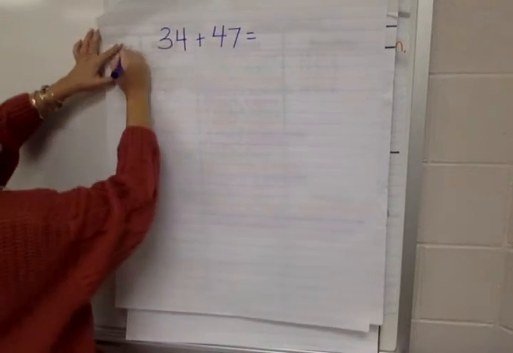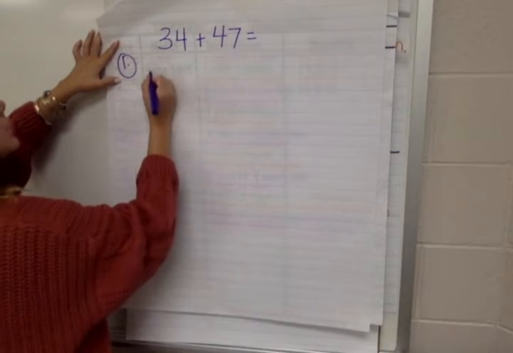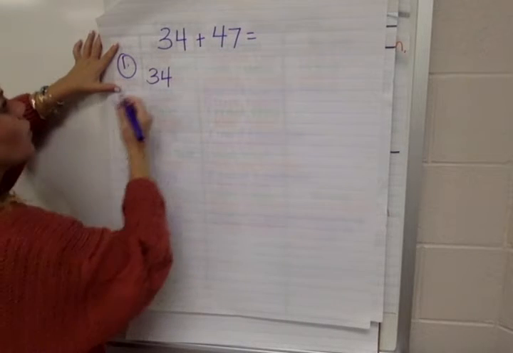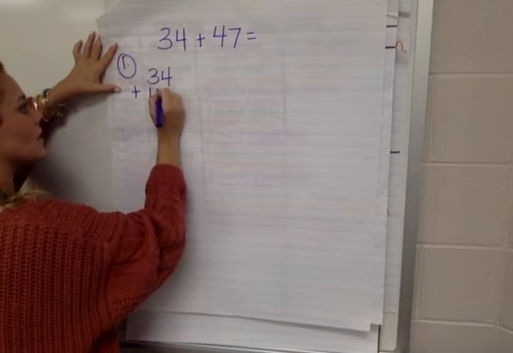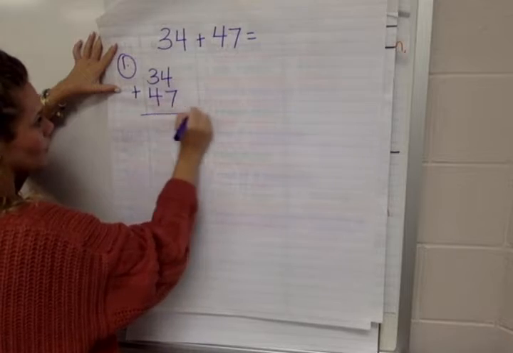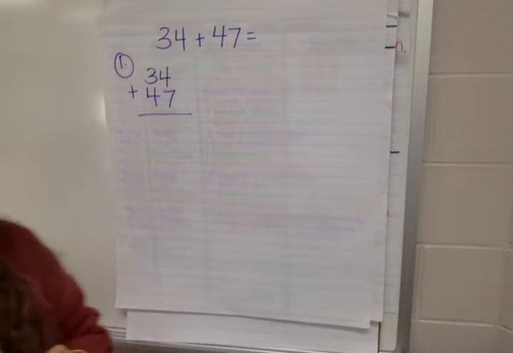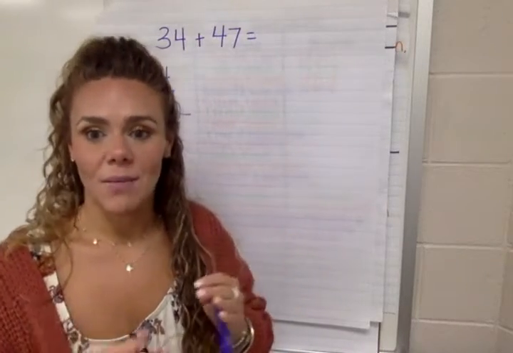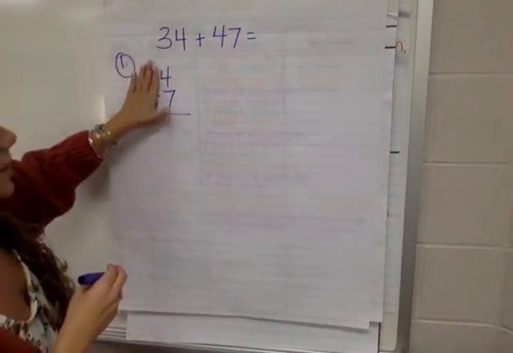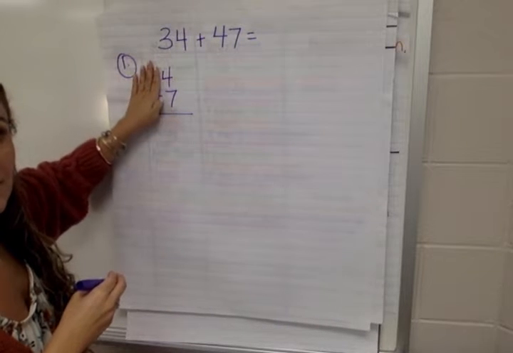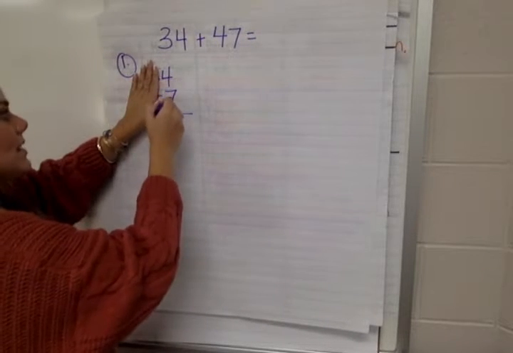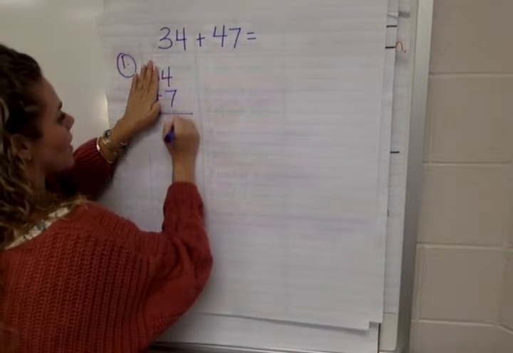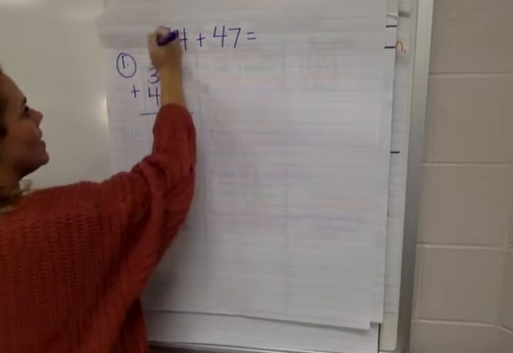This is the first way we could solve this. So we need to stack our numbers on top of each other. So we have 34 plus 47. And I always say you have to ask yourself the slogan, what's the first step in solving a two-digit number? We start with our ones. So I'm going to cover everything up besides the ones place. What is 4 plus 7? 4 plus 7 is 11. So I'm going to put my 1 here, and I'm going to carry my 10.